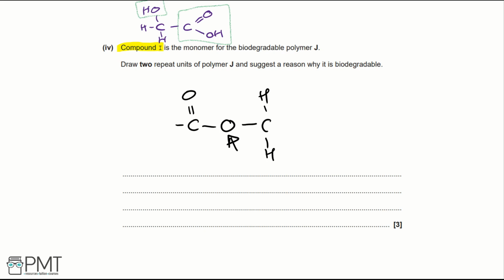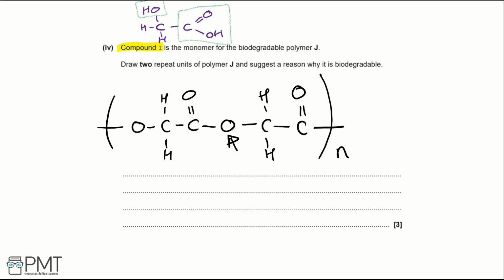And the carbonyl group, or carbon double bond oxygen, would also be attached to a carbon with 2 hydrogens. Then if we complete this polymer, we only need to draw 2 repeat units, like so.